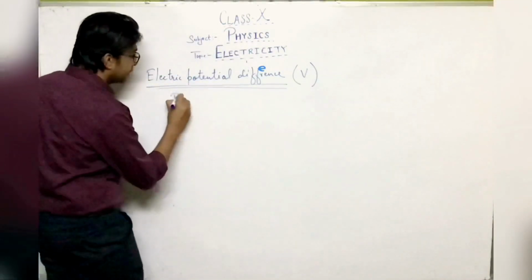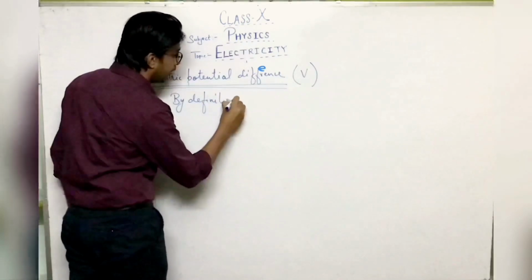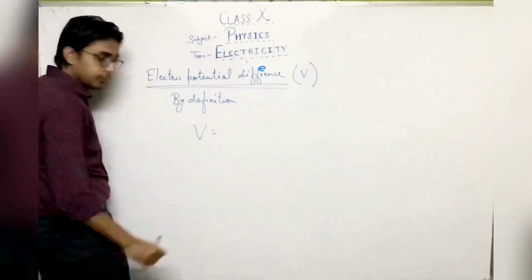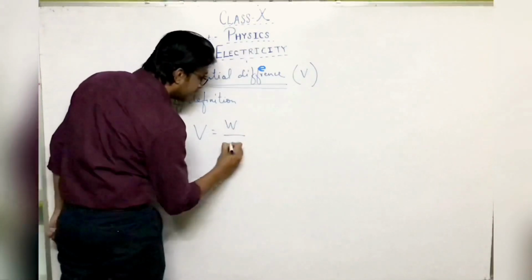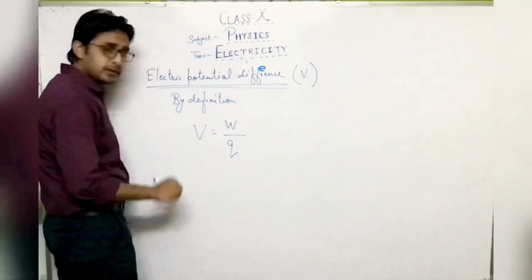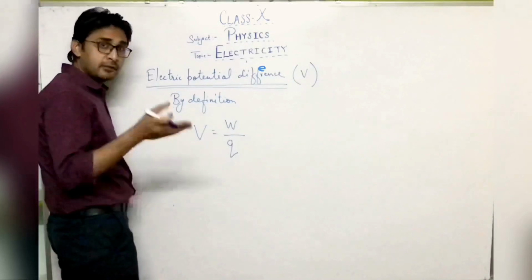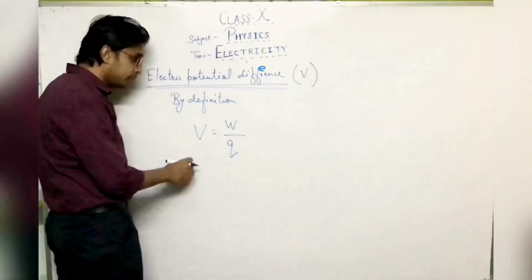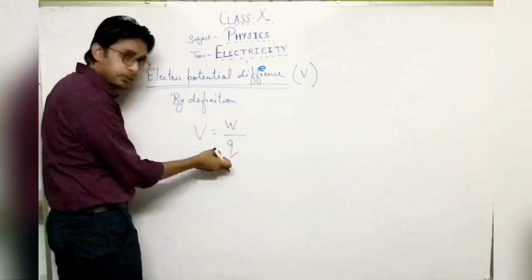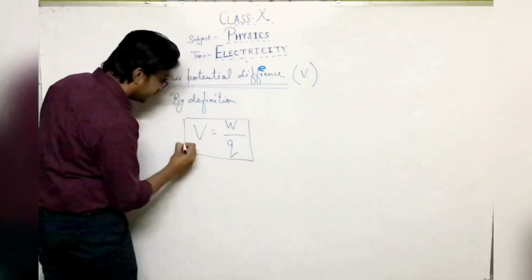By definition, electric potential difference is equal to work done per unit charge, because electric potential difference is the work done in moving a unit positive charge from one point to another. So therefore V is equal to work done upon charge, work done per unit charge. So this is the formula for electric potential difference.